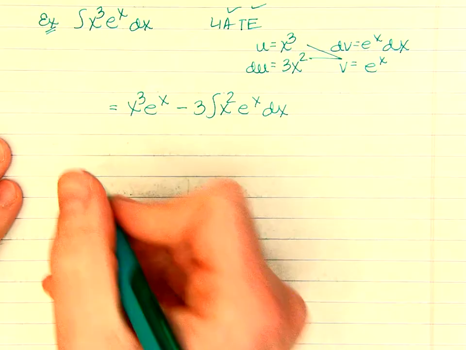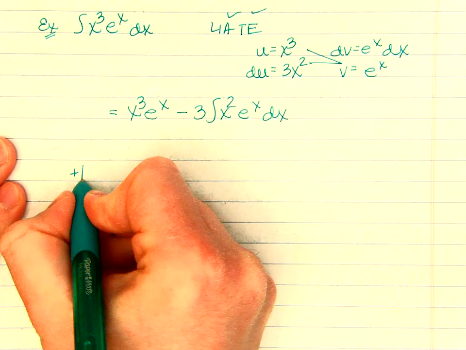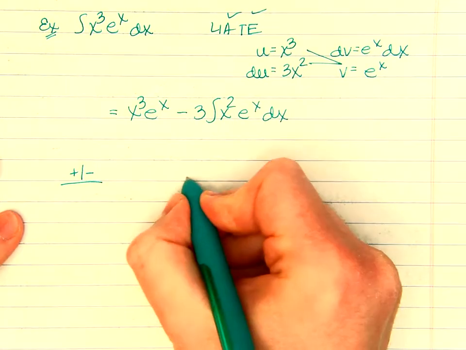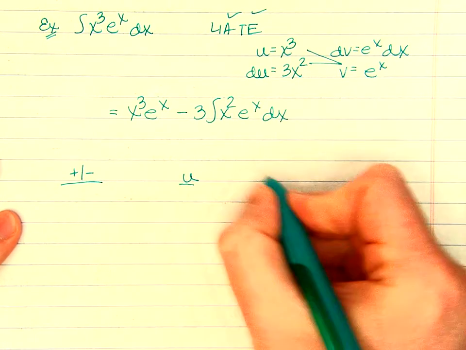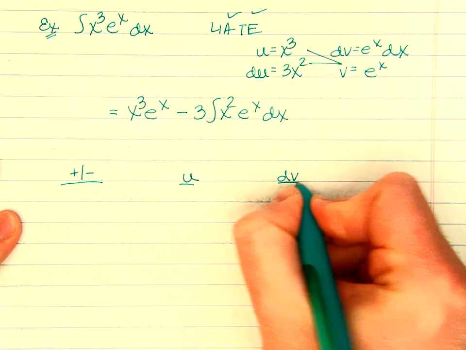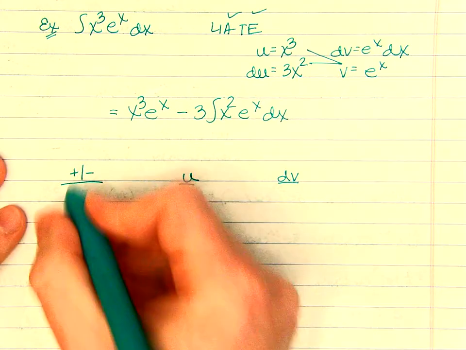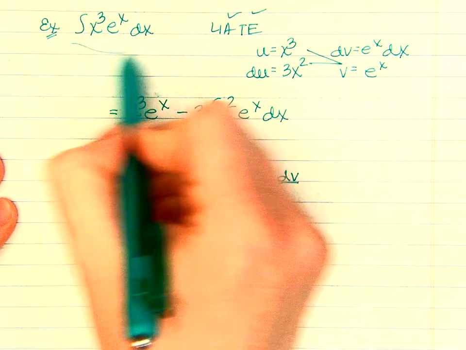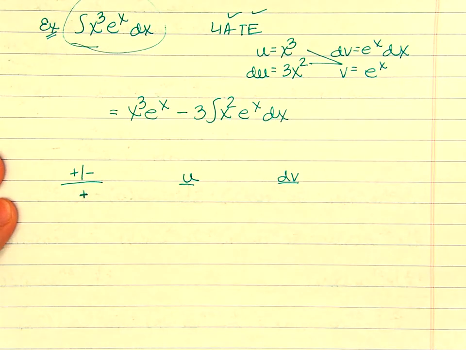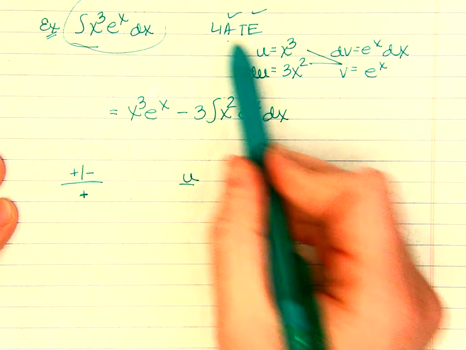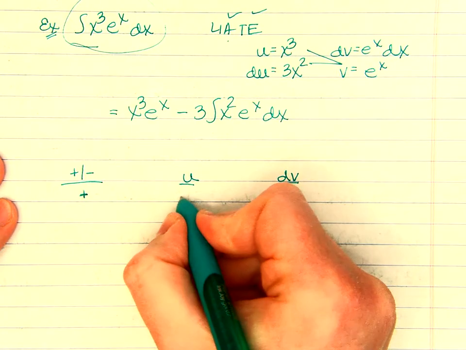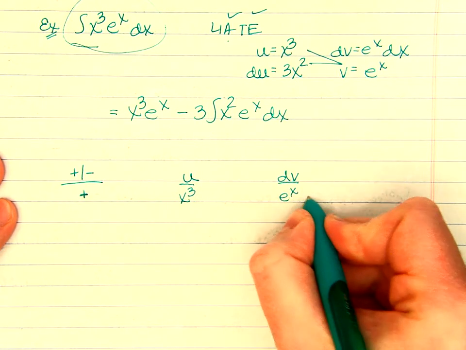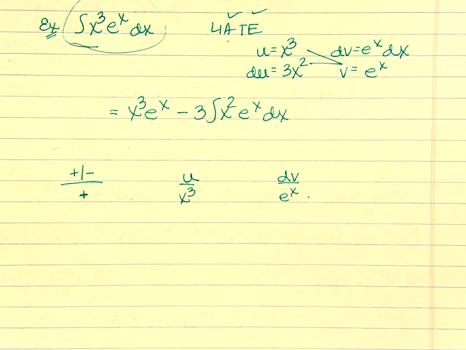I'm going to make a table with 3 columns. My first column is going to alternate between positive and negative. My second column, I'm going to make my u. My third column, I'm going to make my dv. I'm going to put a plus over here. In my original problem, my u, we already said, was x cubed, and we said my dv was e to the x. So I'm going to write those things down: x cubed and e to the x. You know what, I'll skip the dx part.